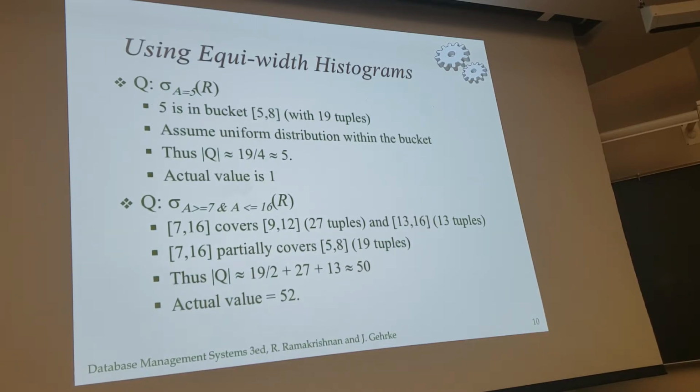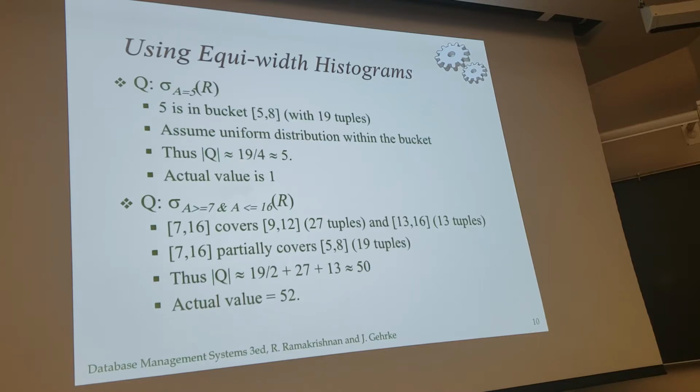Okay. 5-8 has 19 tuples in it. If I assume uniform distribution, not across everything, but only within the bucket, then there are 19 tuples in that bucket, and there are 4 values. So I'll assume that there are basically 19 divided by 4, rounding up, call that 5. You can actually use 4.75 if I want to. But then I'll assume that the number of values would end up being 5.